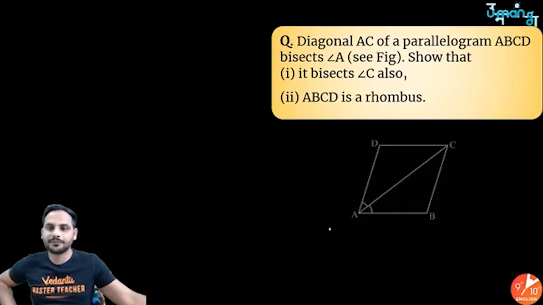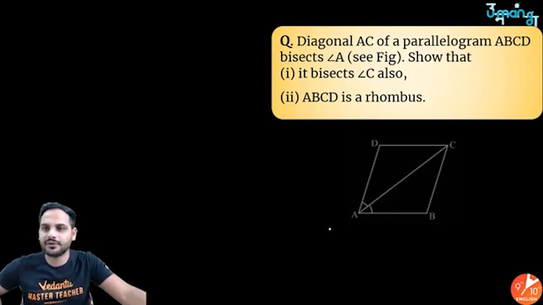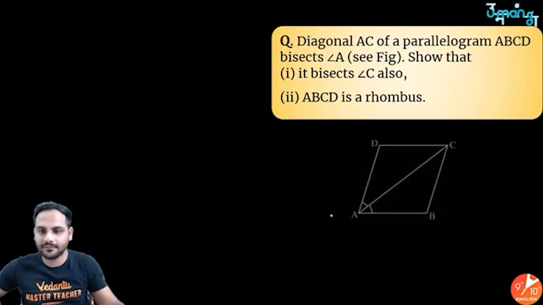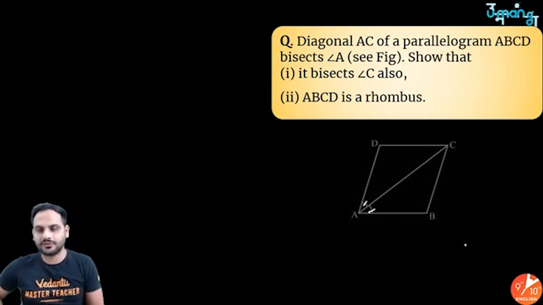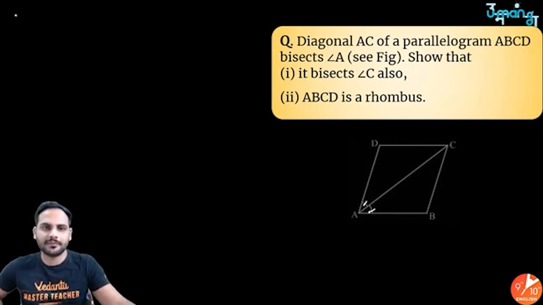Next question kya hai dekho? Diagonal AC of a parallelogram ABCD bisects angle A. So this angle A is divided into equal parts. Show that it bisects angle C also. Theek hai. And ABCD is a rhombus. Okay. Chalo, first part prove karte beta that it is bisecting angle C also.